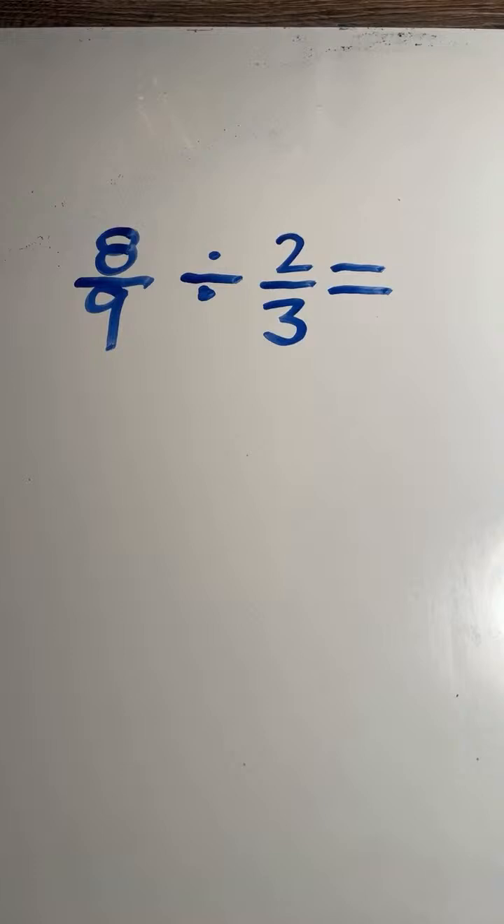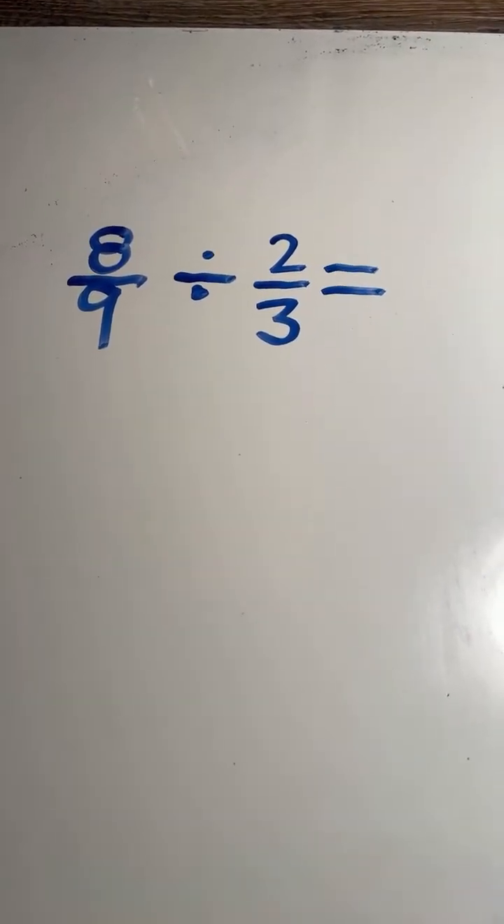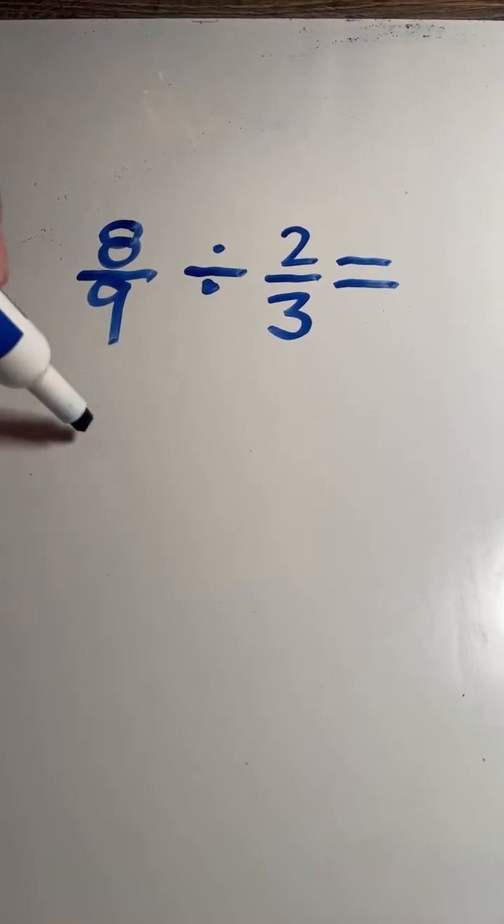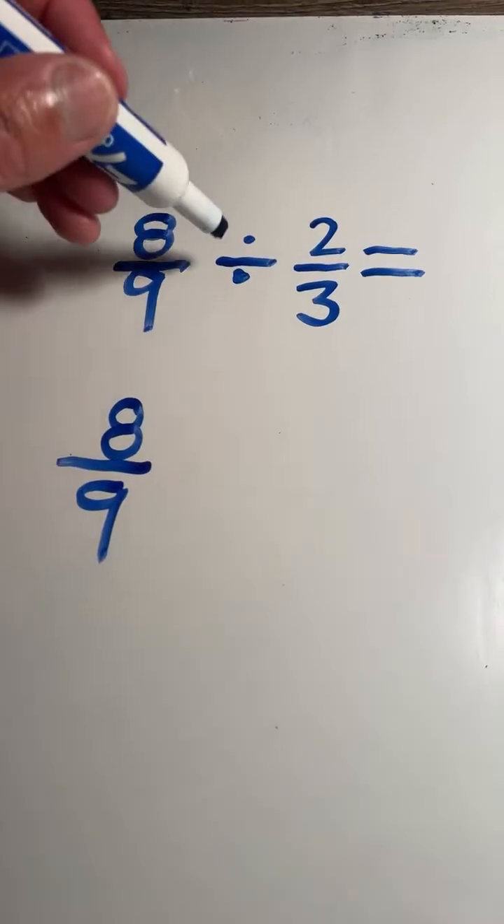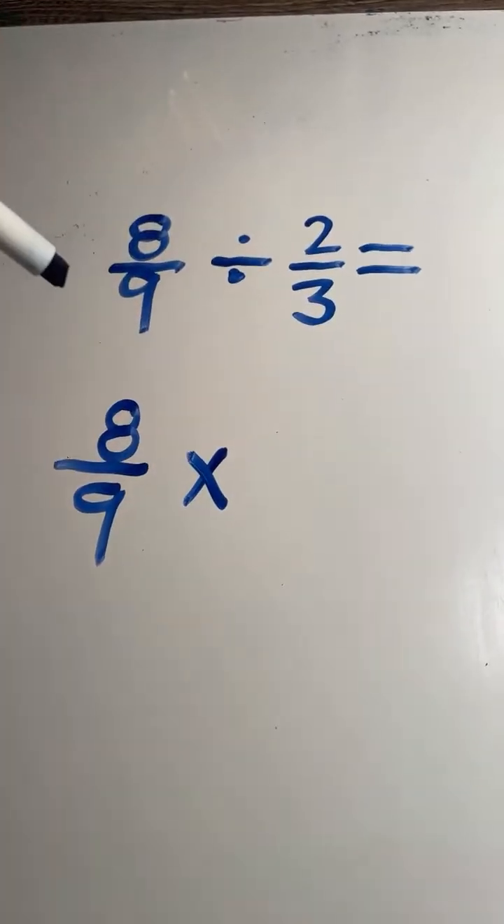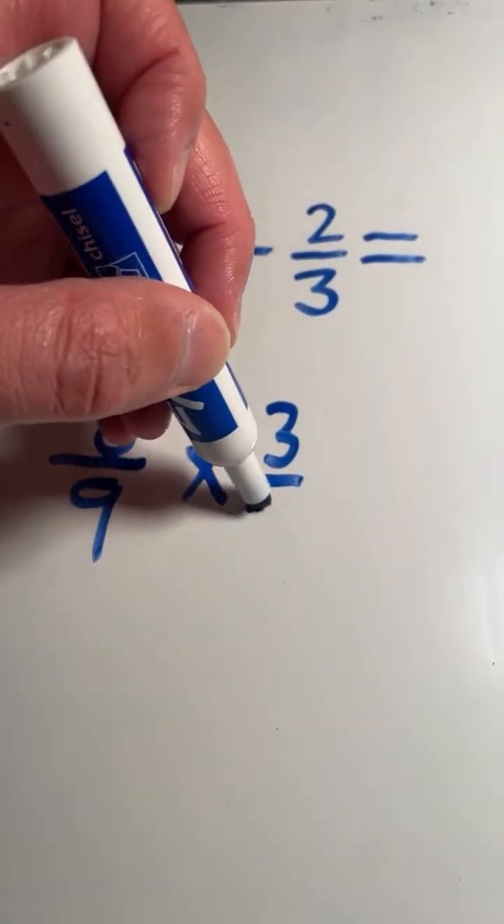All right, we have 8/9 divided by 2/3. So step 1, we keep the first fraction the same. Next, we change our division sign to a multiplication sign. Next, we flip the second fraction. So keep, change, and flip.